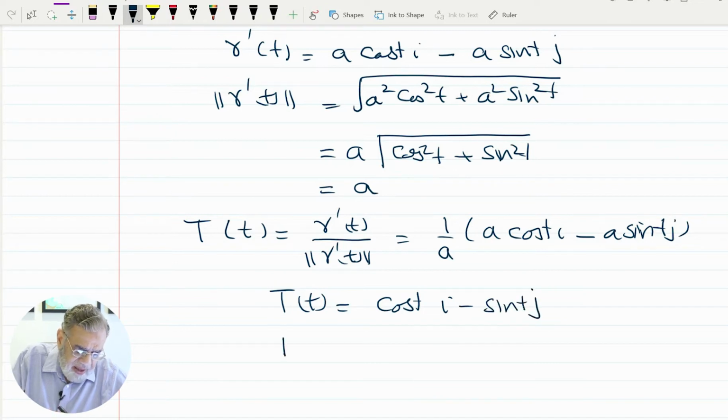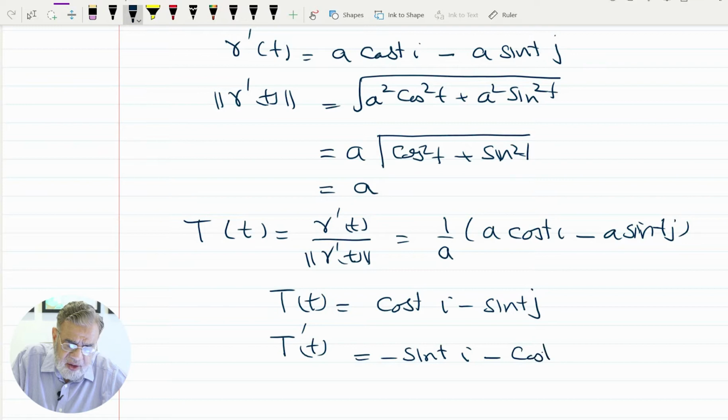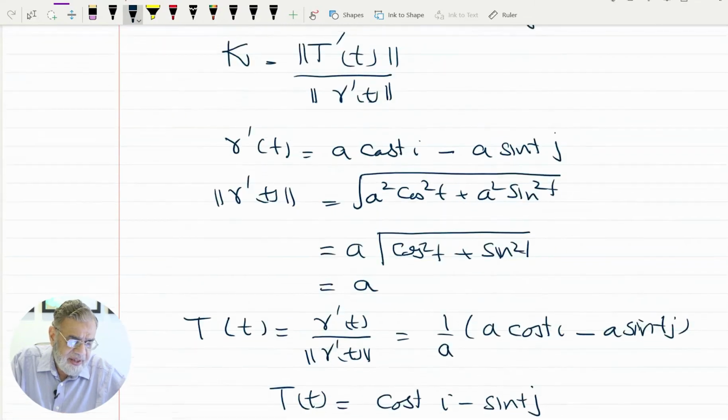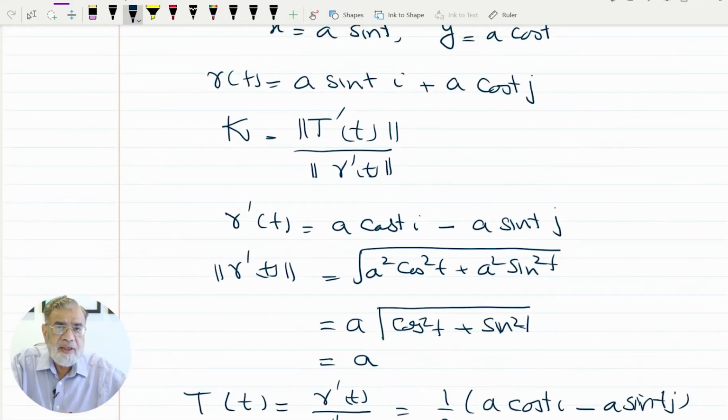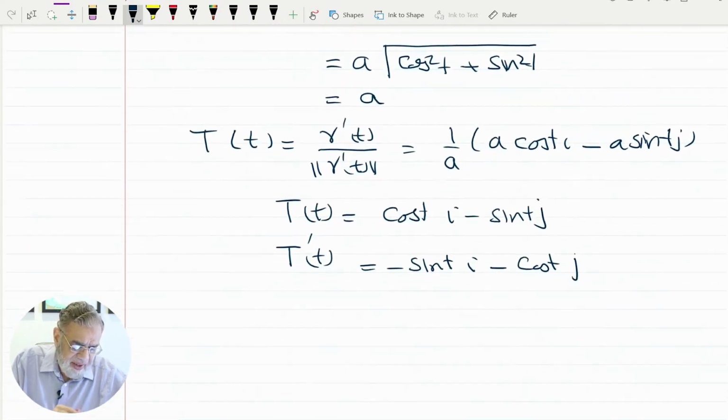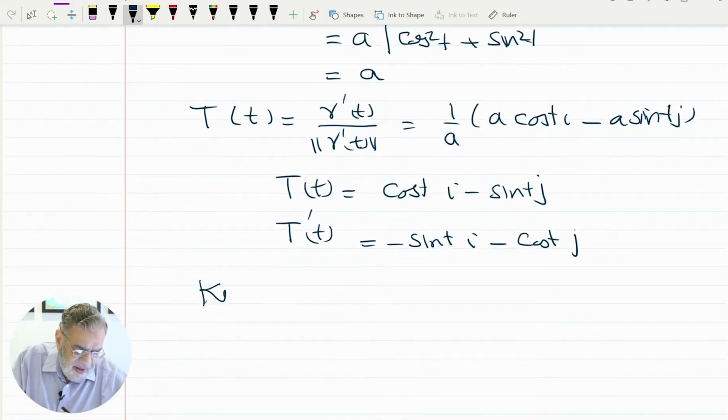Now I will find T dash of t, the derivative of this one. This is equal to minus sine t i, and the derivative of sine t is cosine t, so minus cosine t j. Now what is our formula? Our formula for curvature is that we divide T dash of t by the magnitude of r dash of t. So we use this formula, and we can write our curvature kappa is equal to the magnitude of T dash of t, divided by the magnitude of r dash of t.